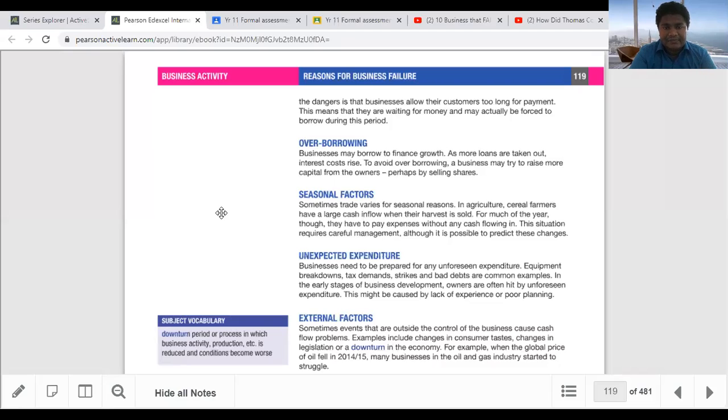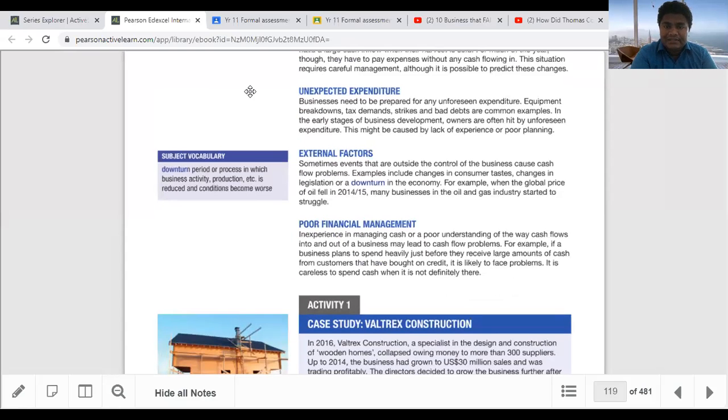Unexpected expenditure is sometimes made. For example, there can be theft, burglary, fire, machine breakdown, accidents, anything can happen. So you have to meet this unexpected expenditure in the future, because a business needs to prepare for unforeseen expenditure. And mainly the last one is external factors such as COVID-19, global recession, or something like a world war. External factors also affect business failure.